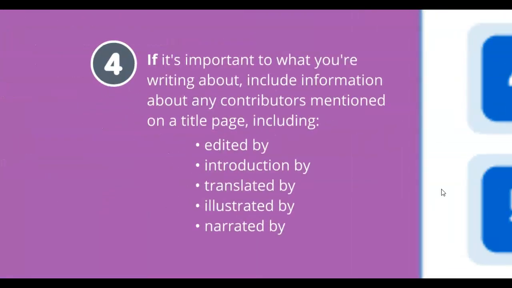Next, number 4, if it's important to what you're writing about, please notice that that is bolded and it says if. If it's important to what you're writing about, include information about any contributors mentioned on a title page, including edited by, introduction by, translated by, illustrated by, narrated by. One of the best examples I can think of for this is if you're citing the Bible. There are so many different translations of the Bible. You got the King James Version, New King James. You got the New Living. There's a lot of additions to that translation. So this would be a time where you would want to put what kind of translation it is.